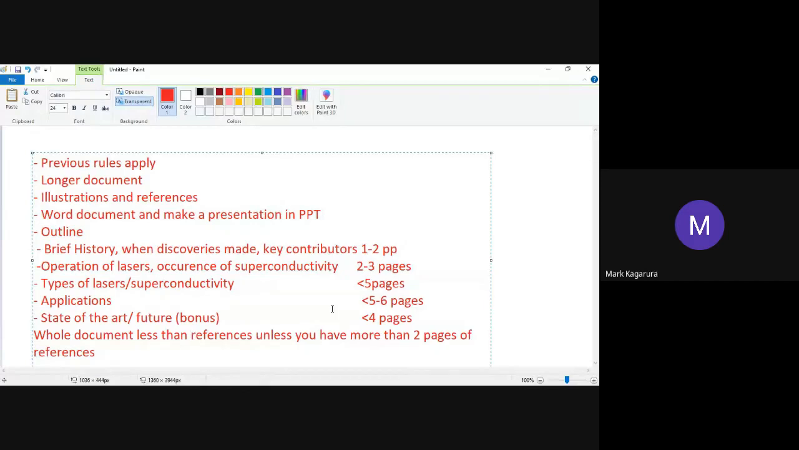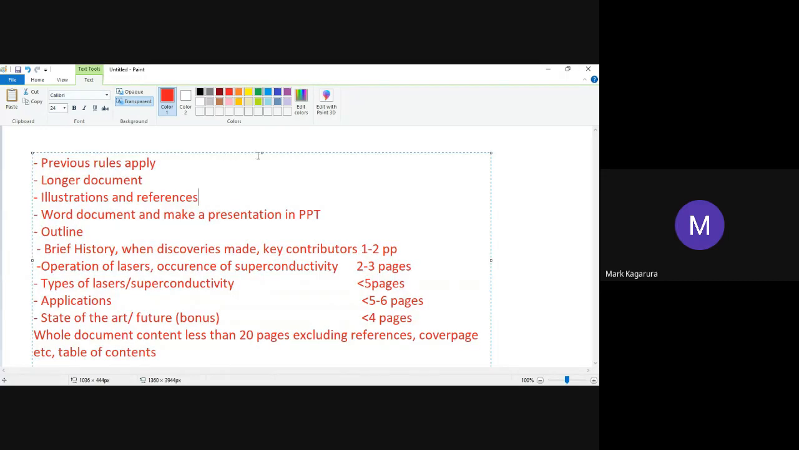Okay, we can modify this: whole document content less than 20 pages, excluding references, cover page, etc. Though I would discourage a cover page because people just have a page with text and then the group members, and a table of contents. So I think it is clear now.